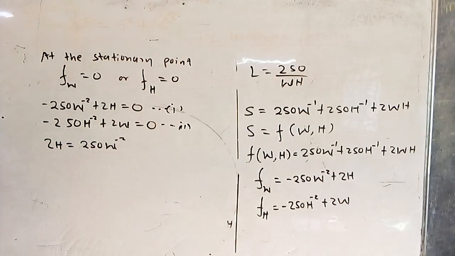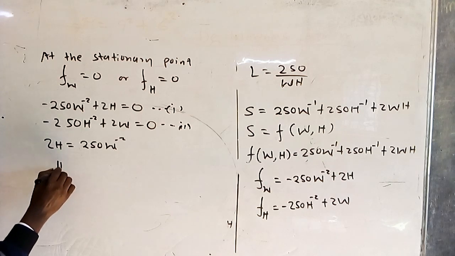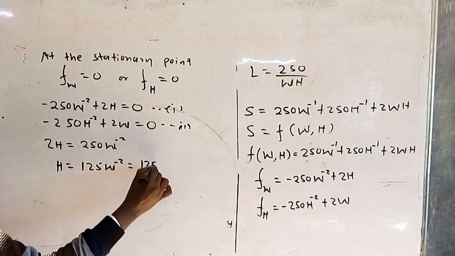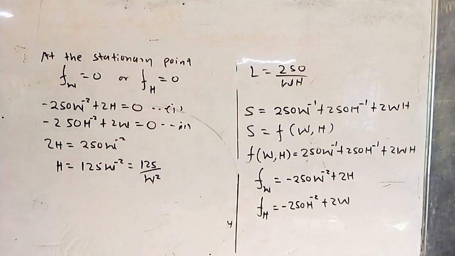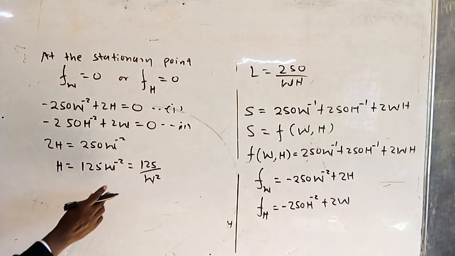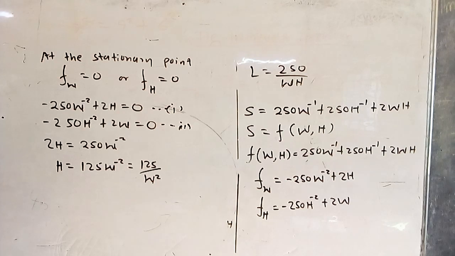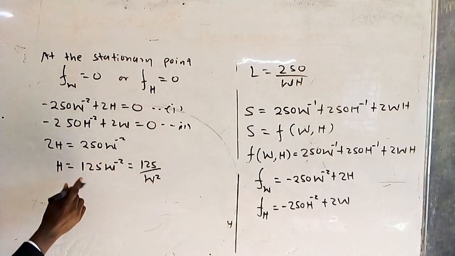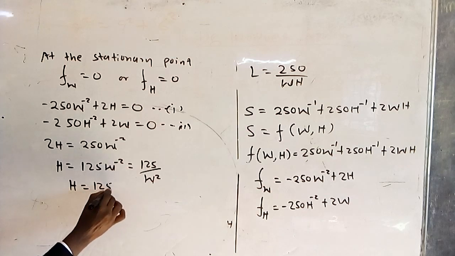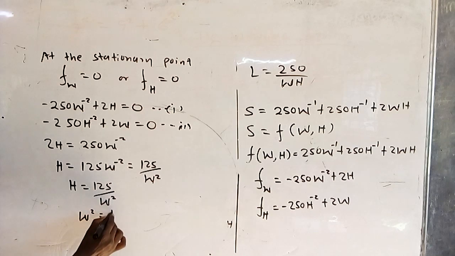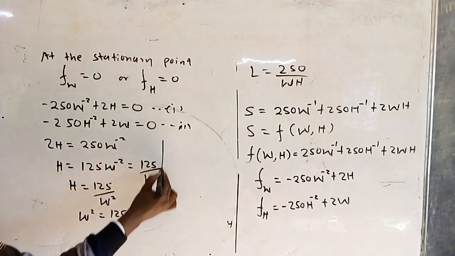Are we together? So you can divide both sides by 2. You get h is 125 w raised to negative 2. That is the same as 125 over w squared. Are we together? h is 125 over w squared. So from here, in this first equation, we have h is equal to 125 over w squared. You can as well make w squared the subject to be 125 over h. That is the first equation.